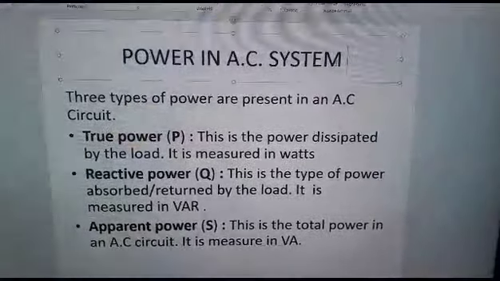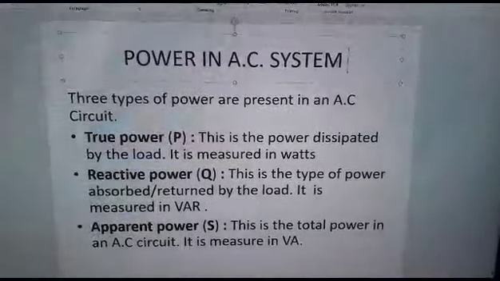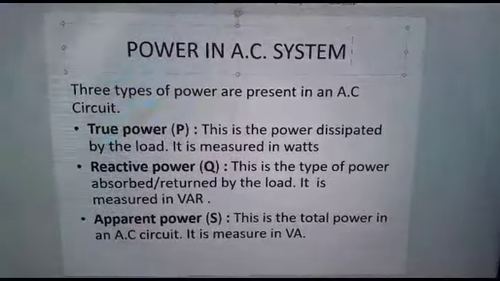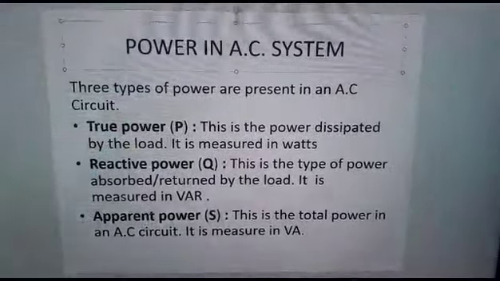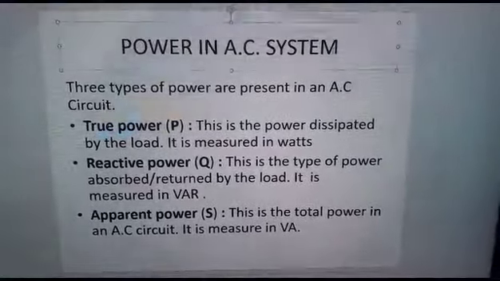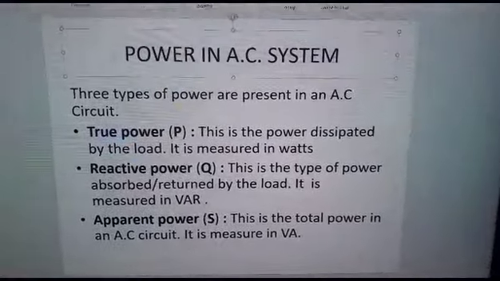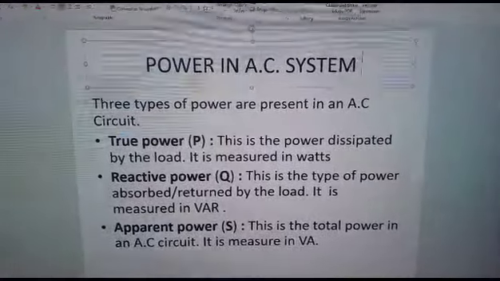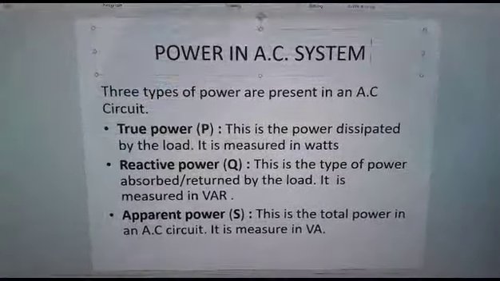This is the type of power that is needed to supply the resistive load, or you can say this type of power is the power that is dissipated by the load. It is measured in watts, and it is commonly expressed in kilowatts or megawatts. It is represented with the letter P.